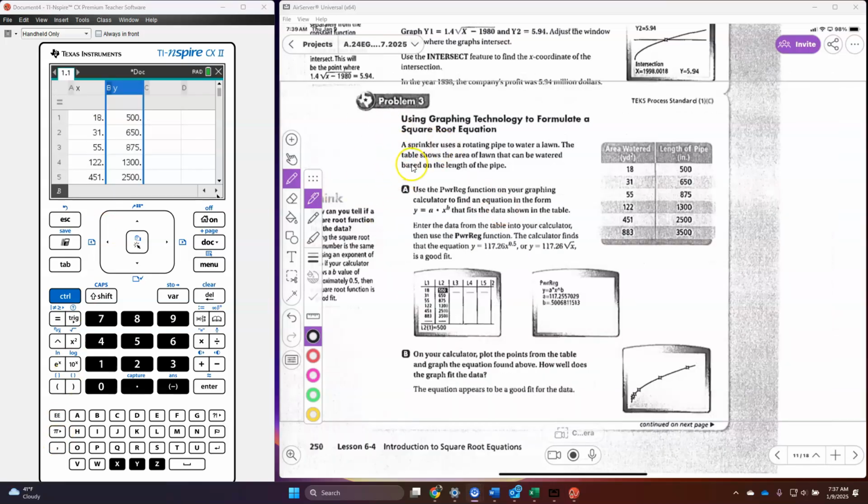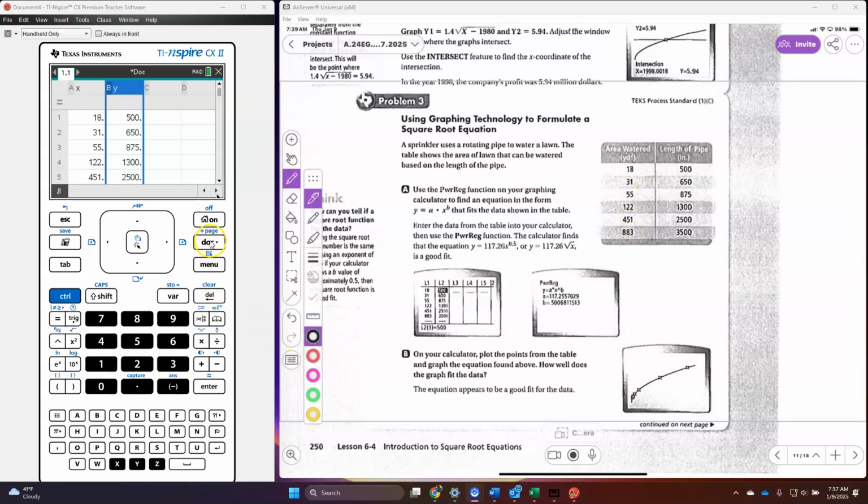Okay, we're going to go ahead and do problem 3. Using graphing technology to formulate a square root equation. So we're going to use the data that was provided to us to create a square root equation. It says a sprinkler system uses a rotating pipe to water a lawn. The table below shows the area of the lawn that can be watered based on the length of the pipe. So we have 18 square yards and the length of the pipe is 500, and then so on.